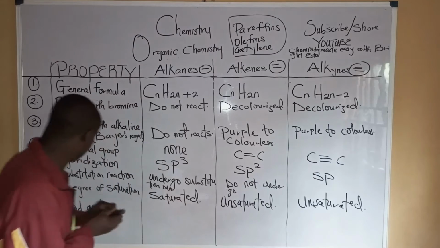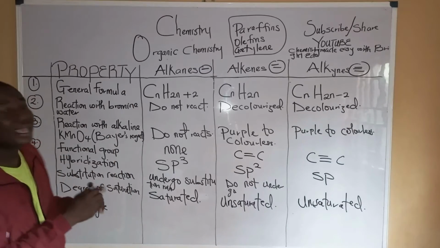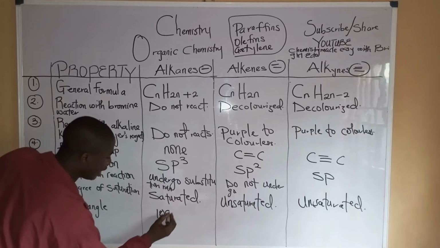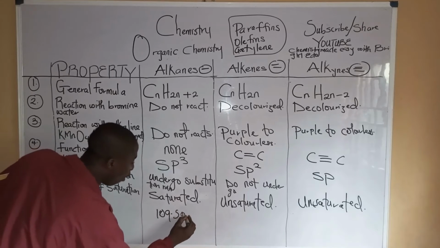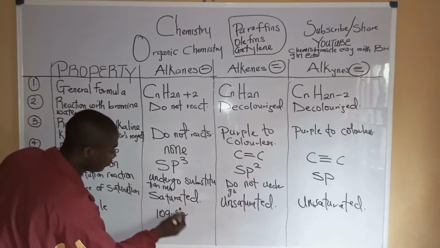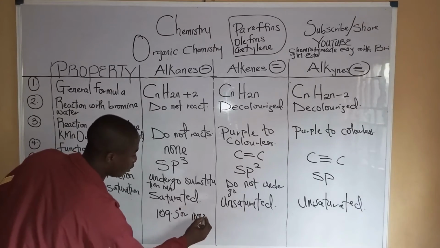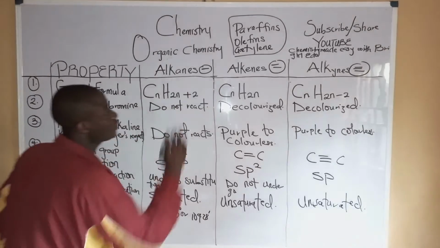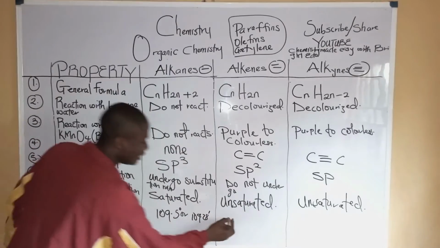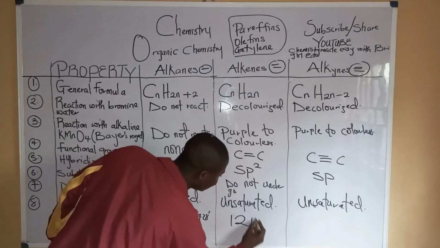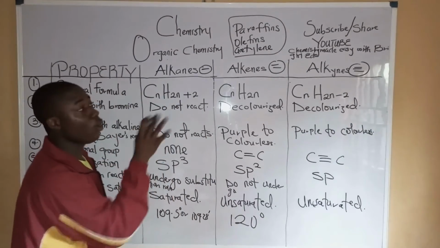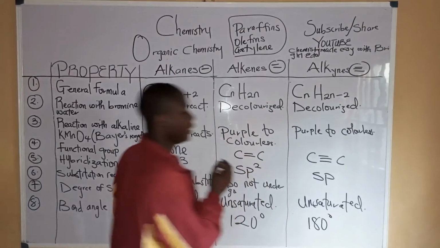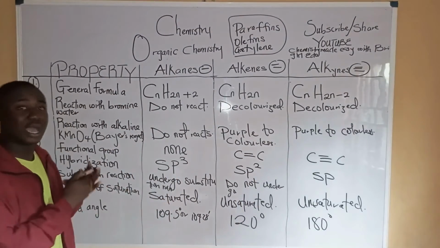Now let's talk about bond angle. Alkanes have a bond angle of 109.5 degrees, or 109 degrees 28 minutes. Now let's talk about the bond angle for alkenes. Their bond angle is simply 120 degrees, but the bond angle of alkynes is 180 degrees. This is their bond angle.